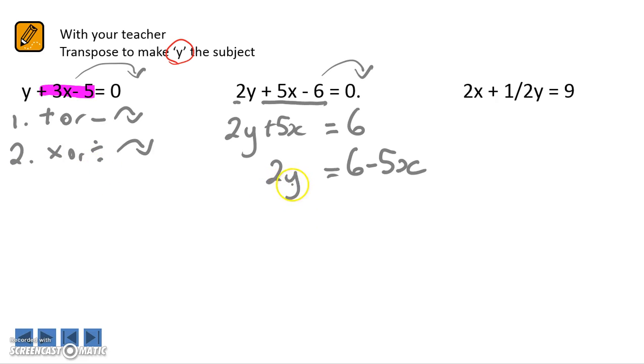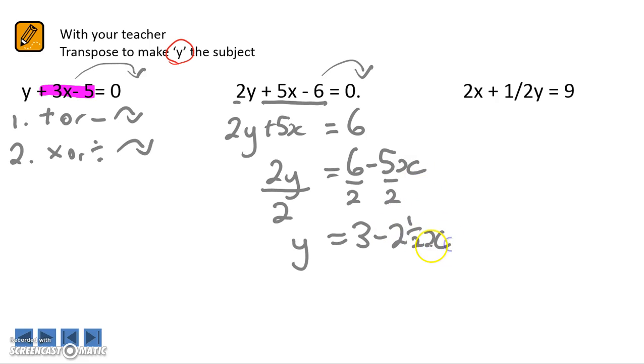And then the next step is anything that is multiplied or is divided by. In this case, we've got 2 times y. So to take that over, this is something new, we must divide everything by 2. So then that will cancel out to just y. 6 divided by 2 makes 3. And minus 5 divided by 2 makes 2.5x. And then I'm going to put that in a form where we always put our number term at the end and our x term at the beginning.